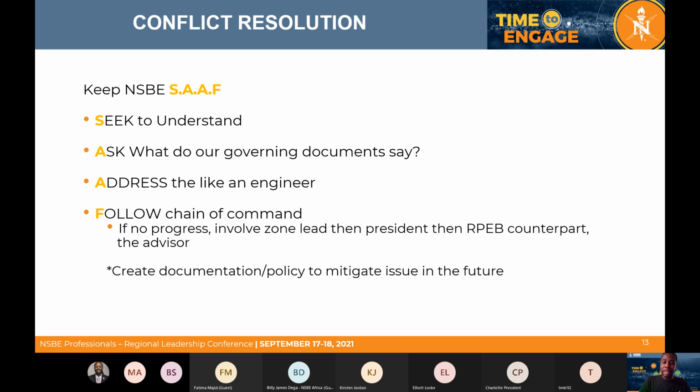So you have a dispute between two members of the board, they can't hash out, then escalate it to the zone lead. Then if you still can't resolve it there, escalate it to the chapter president. And then if there's still an issue, then escalate to the regional board counterpart. And then, it's important to document what happened and how it was resolved, so that if the situation comes up in the future, you won't have to go through all this again. You already know how to handle it.